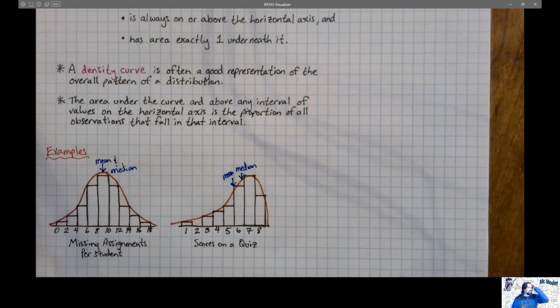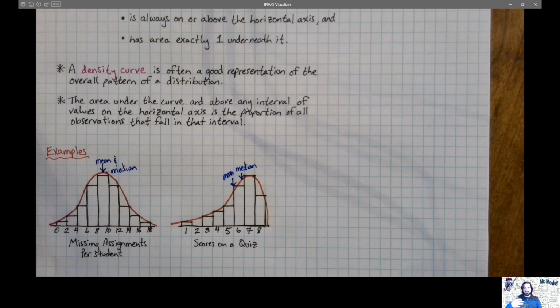So those are some properties of density curves. We can guess where the mean and the median are based on the curve. And one of the key things is that the area under the curve has to be 1. We can start talking about proportion of my data, what amount of scores are less than 6 or greater than 6, or what proportion of students have more than 12 missing assignments. I can use that in probabilities and go beyond just the statistics.